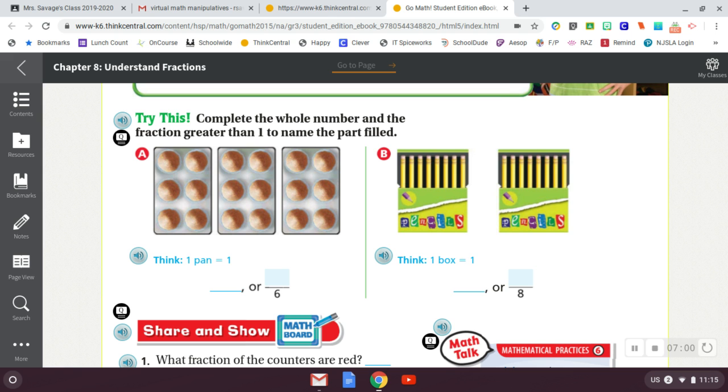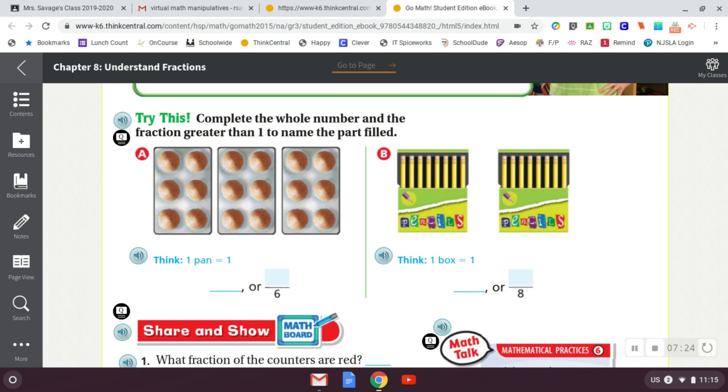All right. You want to look at those pencils? My Pittsburgh accent is coming out a little bit. Okay. 1 box equals 1 whole. So I could tell the whole number pretty easily. 1 whole? How many wholes? 2 wholes. So 2 wholes. Now we have to figure out the fraction greater than 1.